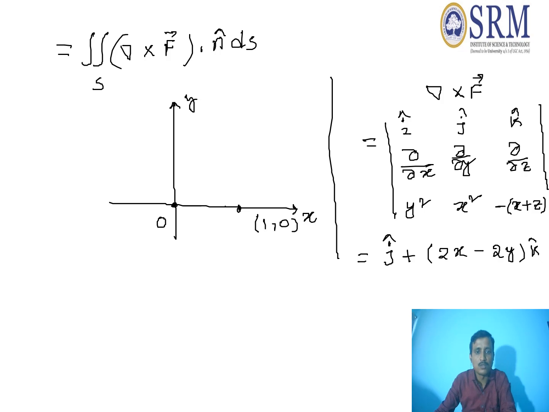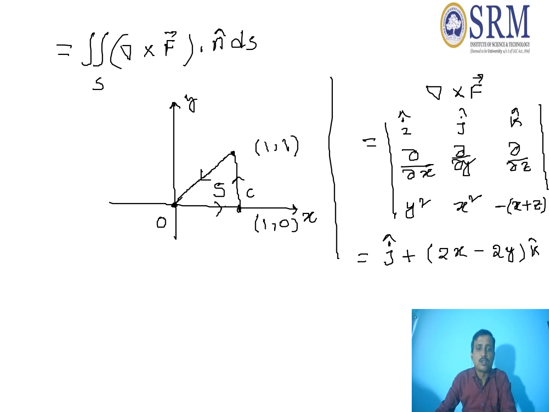Okay, 1 comma 0, and for y it is 1 comma 1, because the z component is 0. We are looking at the graph on the xy plane only. Okay, it is the surface, and C is this one, surface S, and C is this one. C is a positively oriented curve.